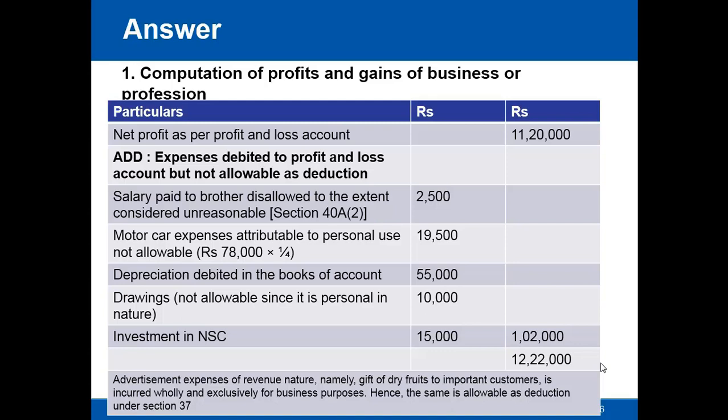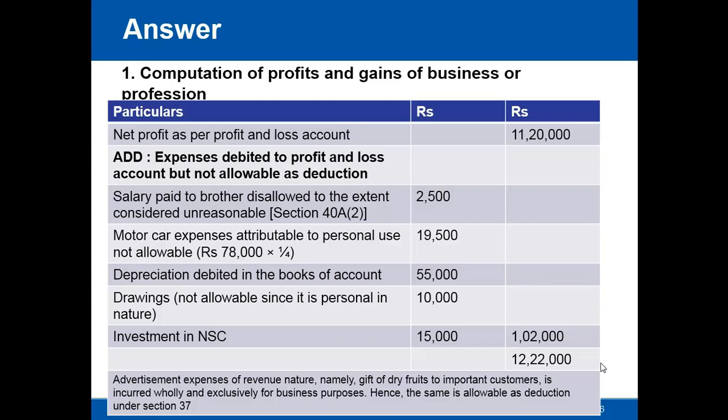Then depreciation which is debited in the books of account is not as per the income tax rules, so we will add it back. So 55,000 rupees depreciation has been added back because it is not as per the income tax rules. Now drawings are not allowable since they are personal in nature, so the 10,000 drawings will also be added. Now he has made some investment in national savings certificates which has been debited to the profit and loss account, so it needs to be added up. 15,000 was the investment in national savings certificates. So overall it comes to 1,02,000. These are the expenses which have been debited to the profit and loss account but are not allowable as deduction. So the net profit as per the profit and loss account now stands at 12,22,000.